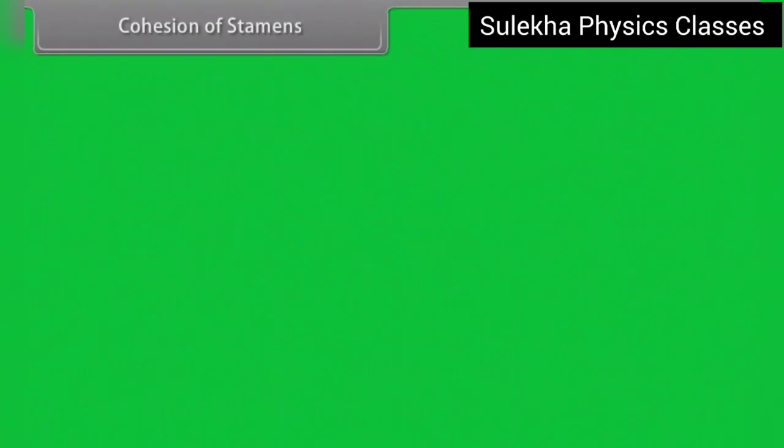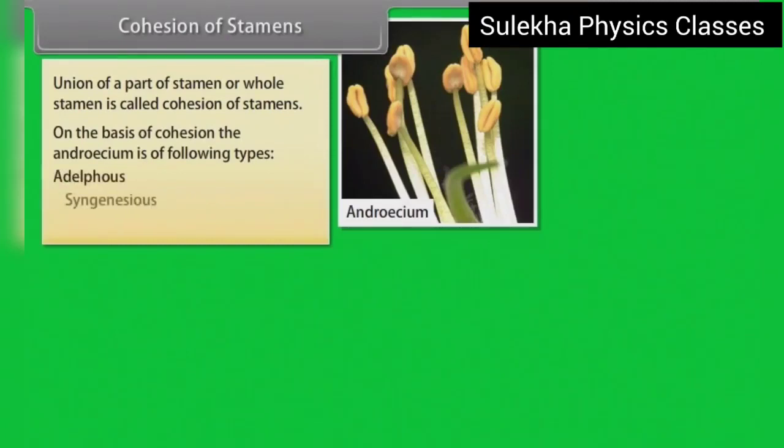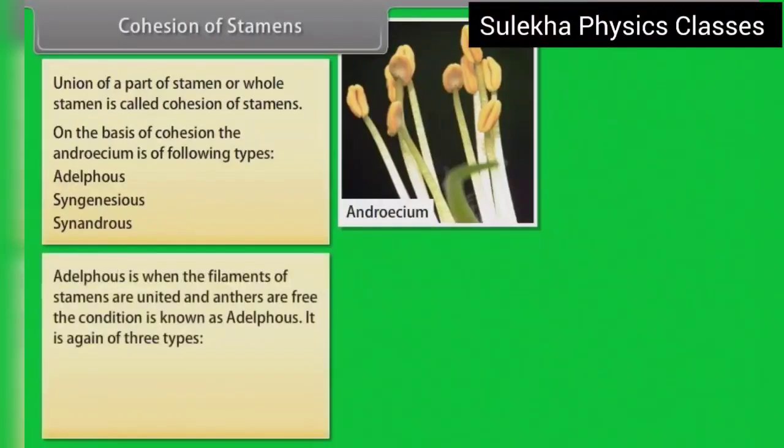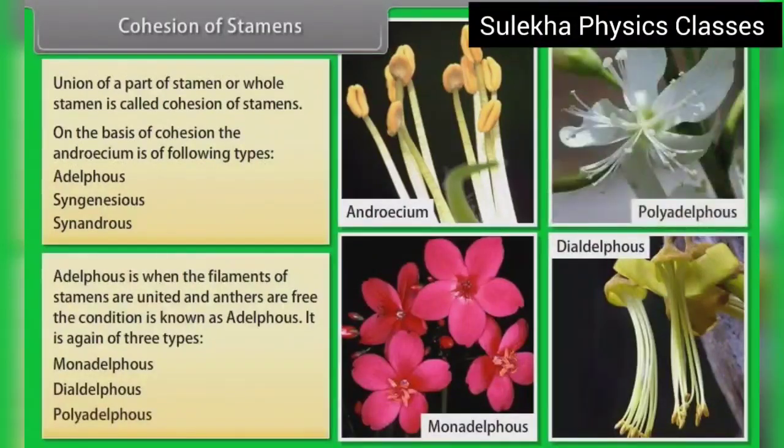Cohesion of stamens. Union of a part of a stamen or whole stamen is called cohesion of stamens. On the basis of cohesion, the androecium is of following types: adelphous, syngenesious, synandrous. Adelphous is when the filaments of stamens are united and anthers are free. The condition is known as adelphous. It is again of 3 types: monadelphous, didelphous, polyadelphous.